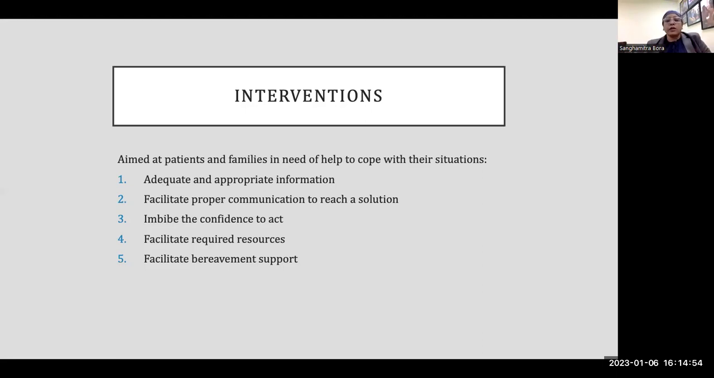Okay. So of course, it is not only to counsel the patient to go for a kidney transplant, but to help the patient and the family take that particular decision of going for the operation or not going for it. Okay. And then of course, facilitating the required resources, facilitating the bereavement support, everything. These are all interventions.